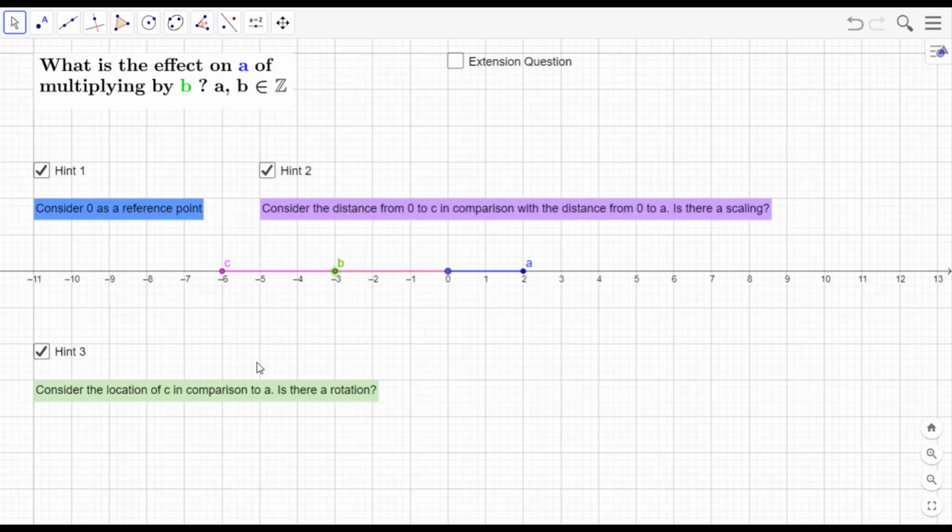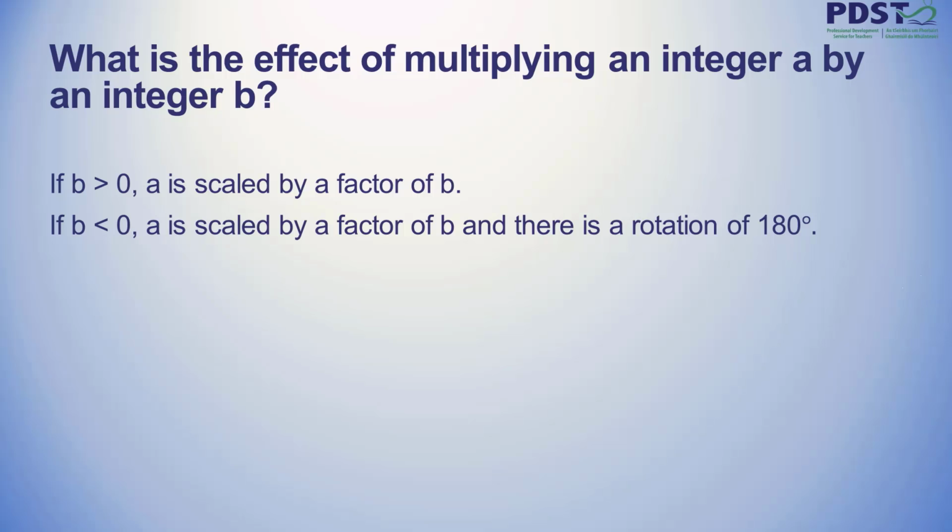Students should be given time to explore several examples, choosing different values for b, but also for a, ensuring that positive and negative examples are chosen. Students should draw their own conclusions about the effect of the multiplication of integers. These conclusions could then be discussed with the class before the teacher summarises the key learning. The key learning for our students should be made explicit.